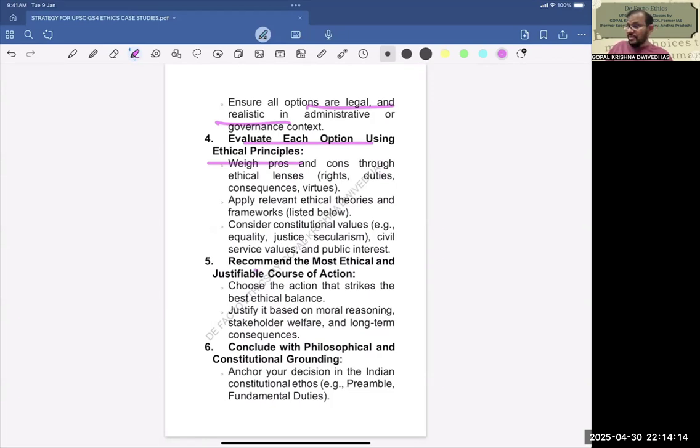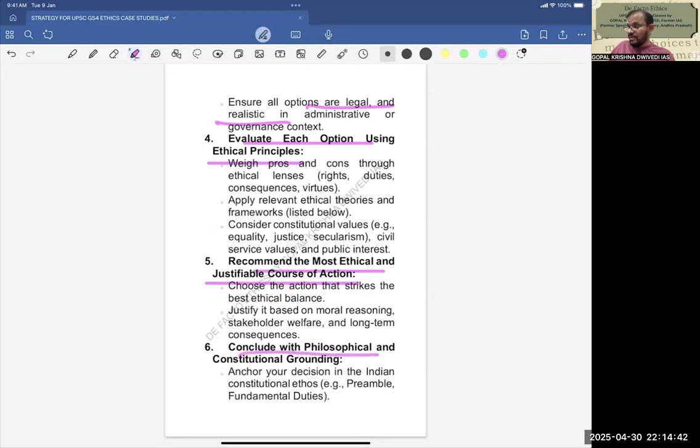Then we should recommend the most ethical and justifiable course of action. Once we are able to evaluate the options, the 3 or 4 options which are available to us, we will be able to know which is the most appropriate option here, or which is the most appropriate alternative. And accordingly, we can justify using various ethical terms, using various ethical theories, and also we can use the various philosophers and their ideas.